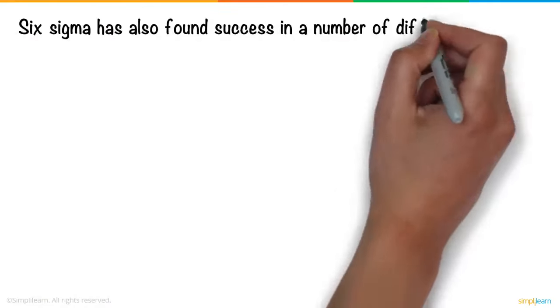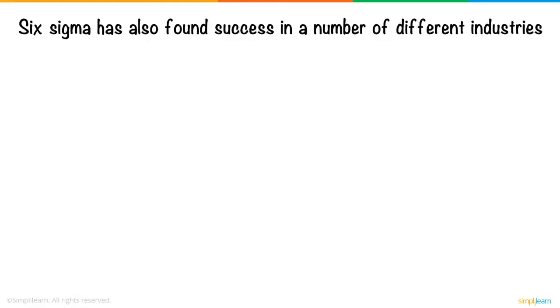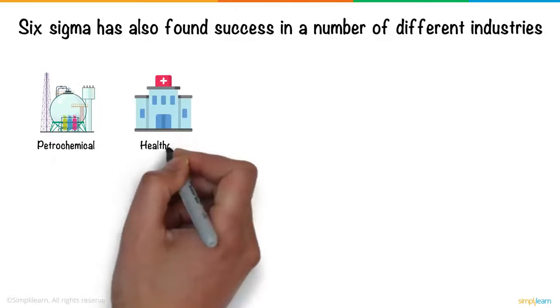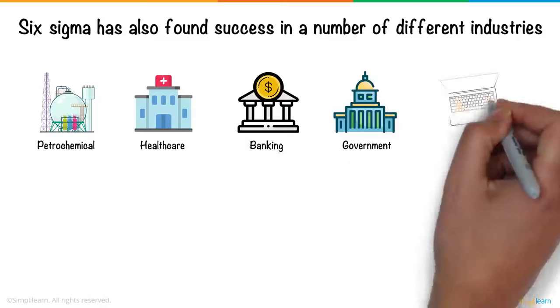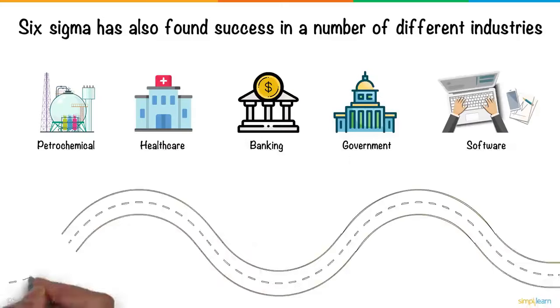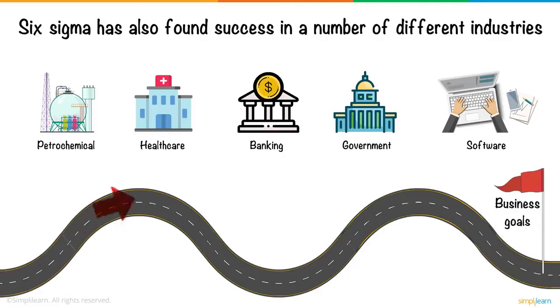Six Sigma has also found success in a number of different industries. The petrochemical, healthcare, banking, government, and software are some of the industries that have utilized the concepts of Six Sigma to achieve their business goals.